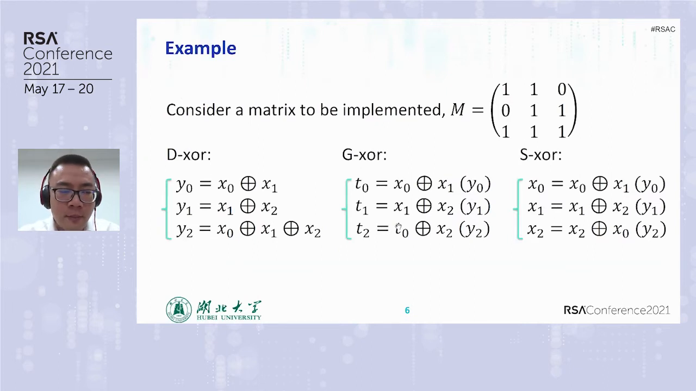This is an example. The DXOR implements the matrix directly according to the expression of output bits, and the GXOR stores the results in a register at each step. And we can notice that in the SXOR implementation, the results will be stored in one of the operands, without introducing any register.